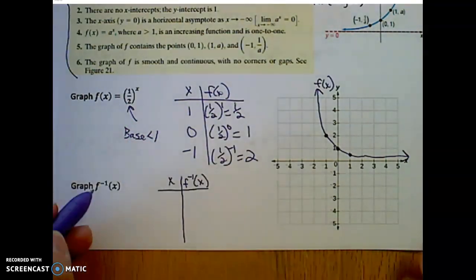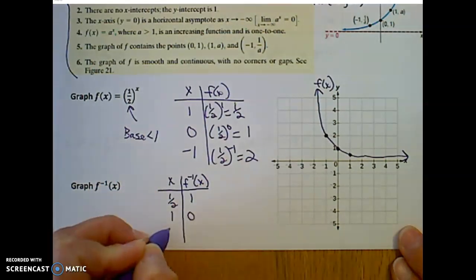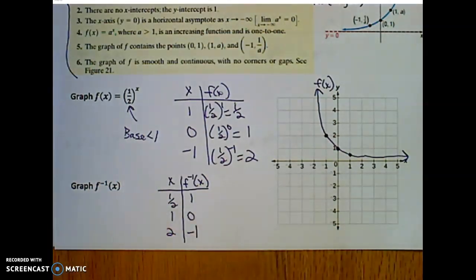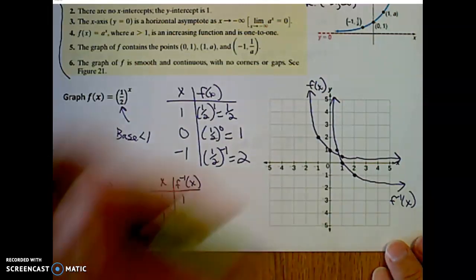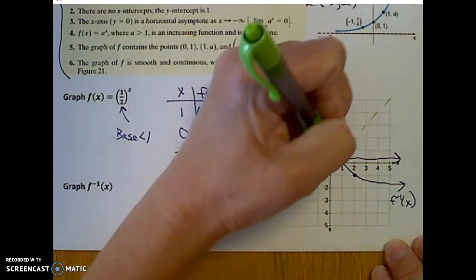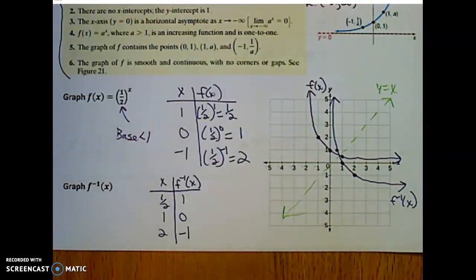There's my graph. To graph the inverse, I reverse those ordered pairs. And I'm going to pause and plot these points on the inverse. There's my graph of f inverse when I reverse the domain and range. And would you look at that? We have that symmetry across the line y equals x.